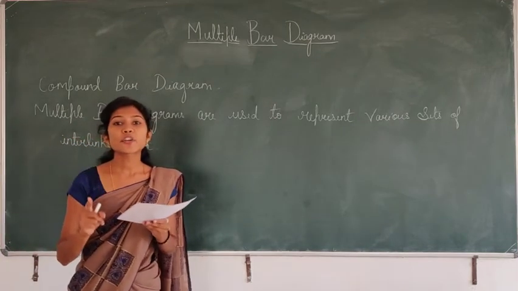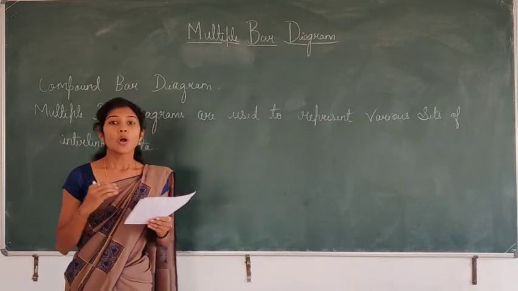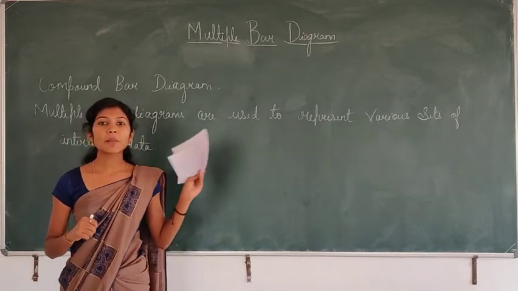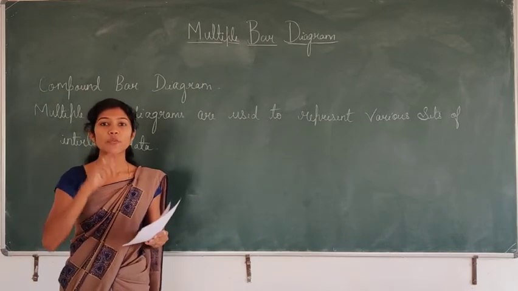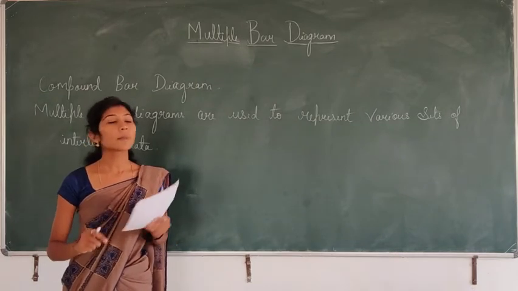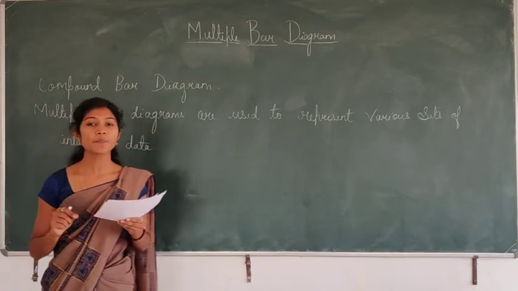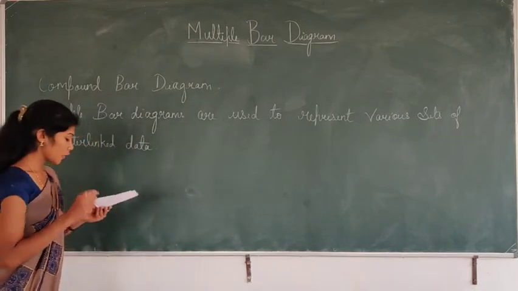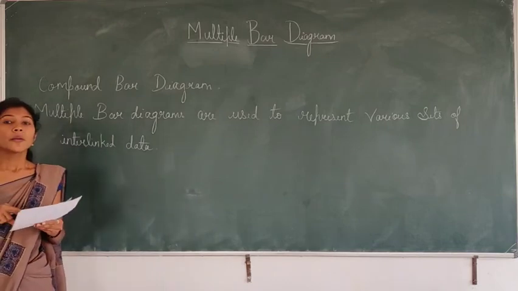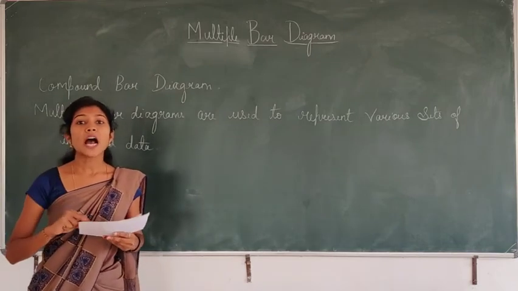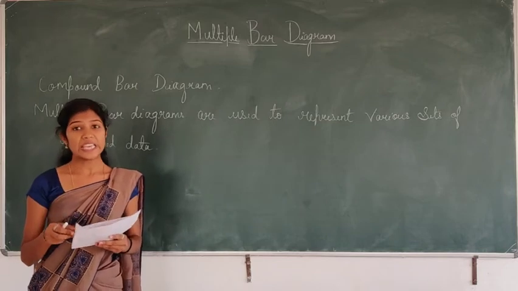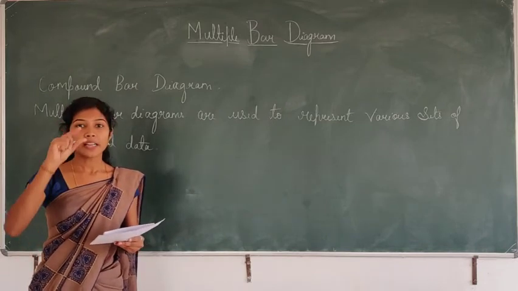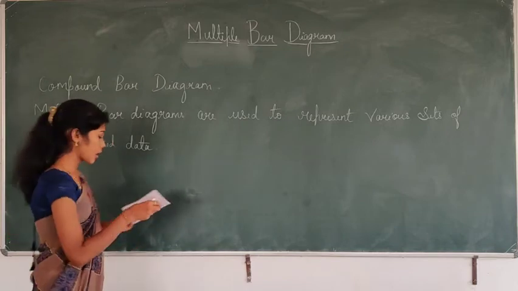Here, instead of one bar, multiple bars will be drawn. In the simple bar diagram, you have seen only one bar will be drawn, isn't it? But here in the multiple bar diagram, multiple bars will be drawn, and the sets of bars are drawn adjacent to each other. That is nothing but one bar is drawn for each component.